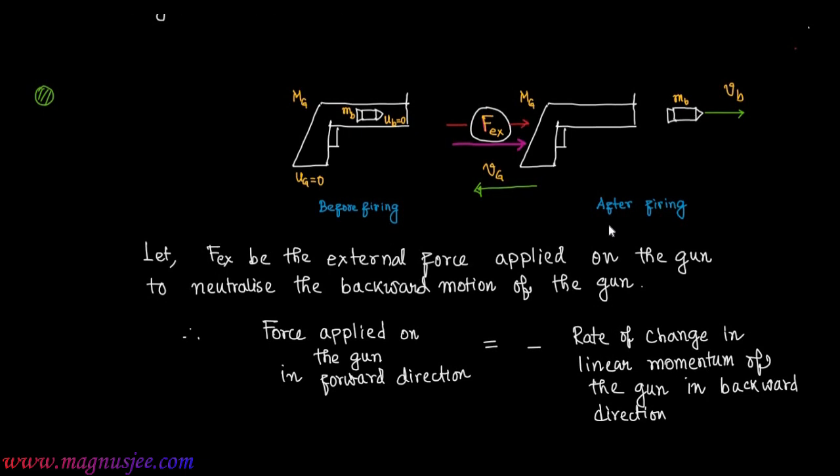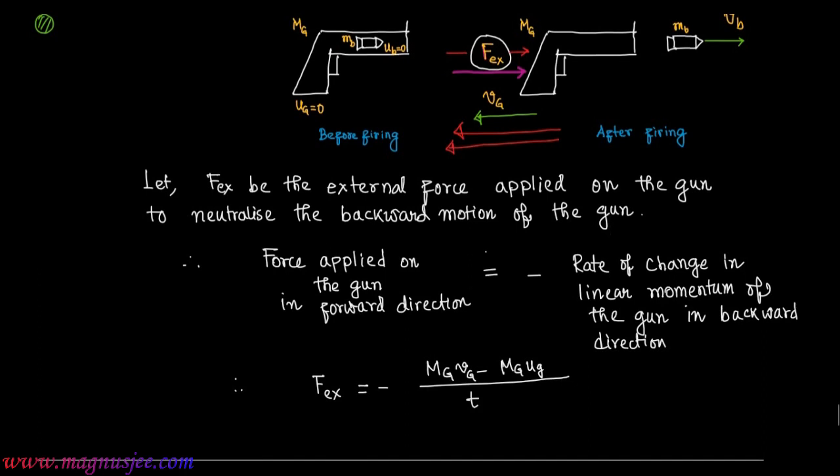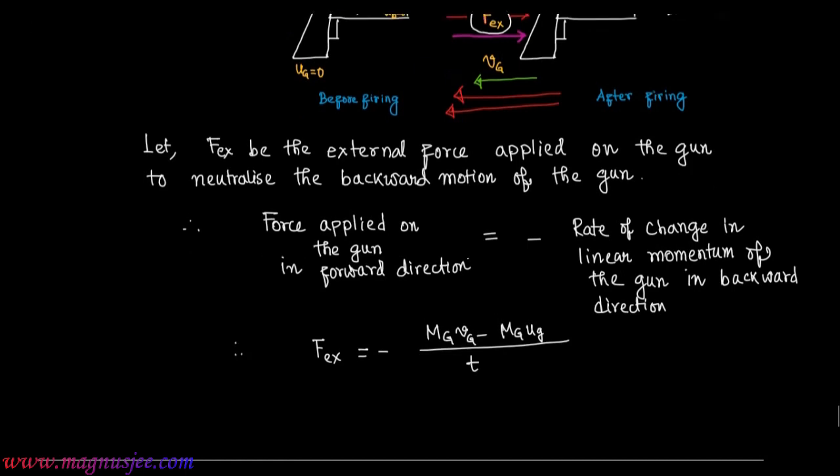In the diagram, Fx is the force applied in the forward direction to neutralize the backward motion of the gun, that means to neutralize the recoil motion of the gun. Therefore, the force applied on the gun in the forward direction is Fx, which is minus (mg vg minus mg ug) divided by time t, where vg is the final velocity of the gun after firing, and ug is the initial velocity of the gun before firing.